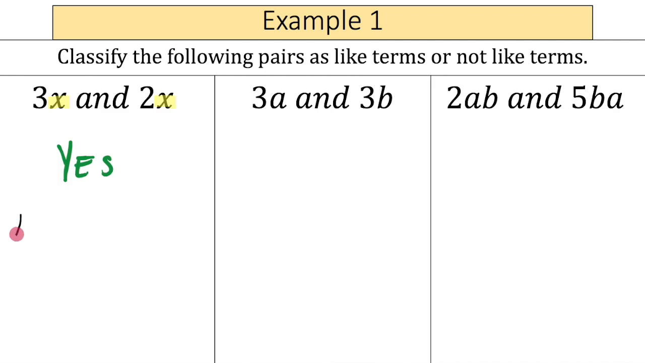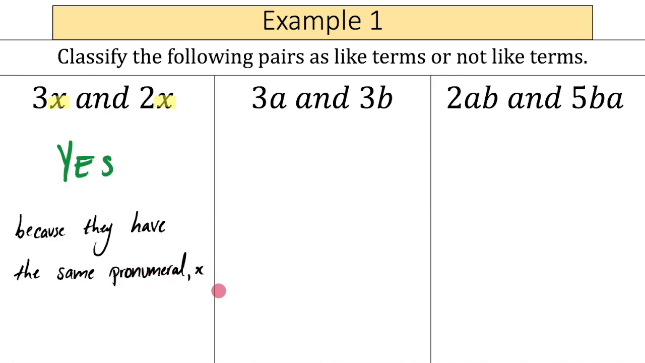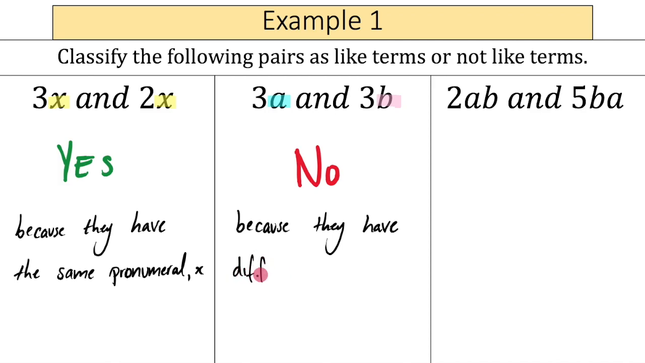And I could even say, because they have the same pronumeral, which in this case is x. Perfect. Let's go to our next question, which is 3a and 3b. Now, these are not like terms, and the reason for that is because my pronumerals a and b are different. So I'm going to get my red pen and I'm going to say no. And if you wanted to, down here, you could write because they have different pronumerals, a and b.